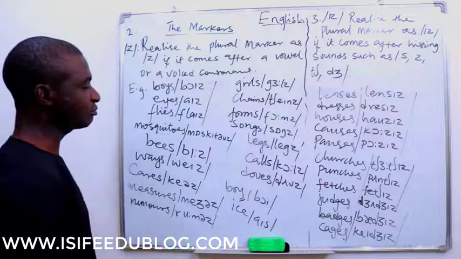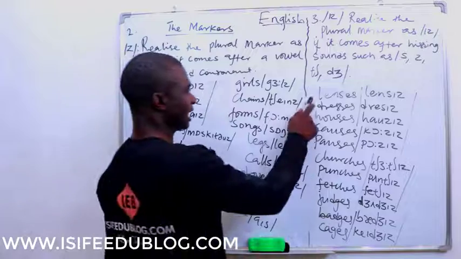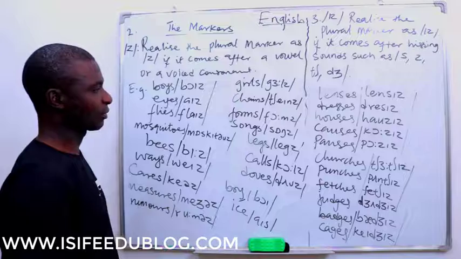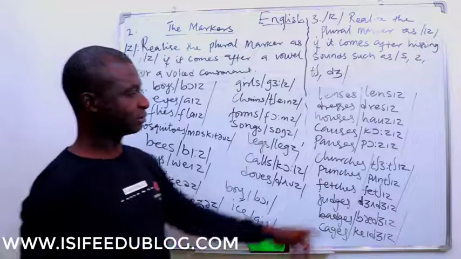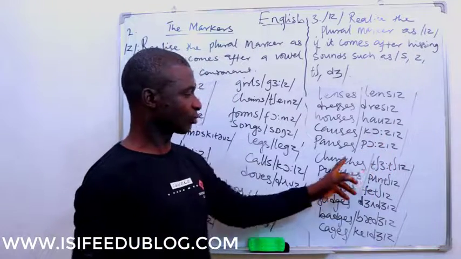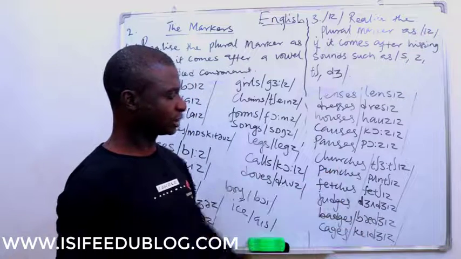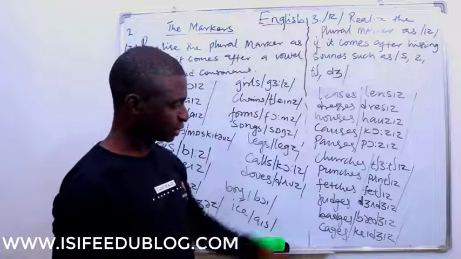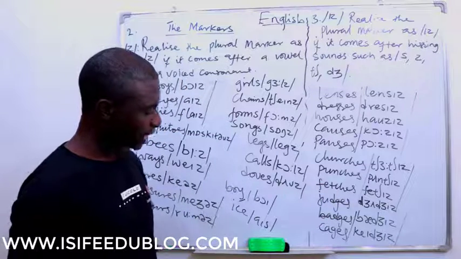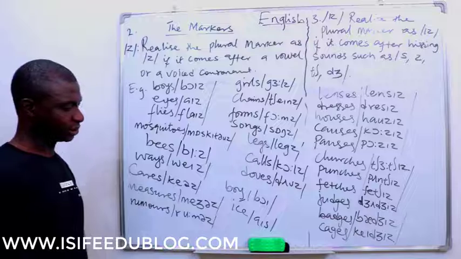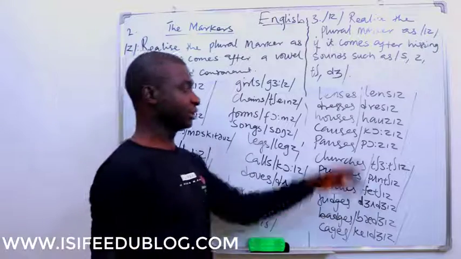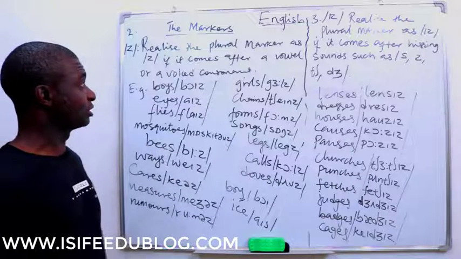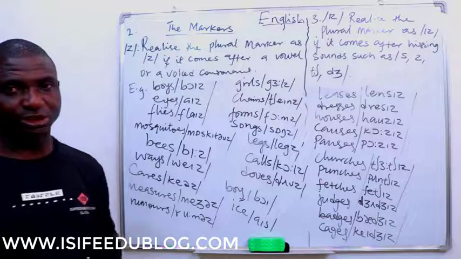Examples: lances, dresses, houses, causes, pauses, churches, punches, fetches, judges, badges, and cages. Iz. Alright? That's it. The lesson continues on the past tense markers.